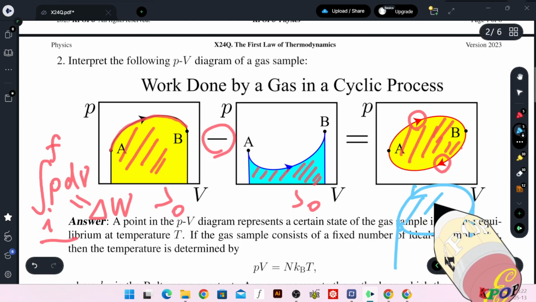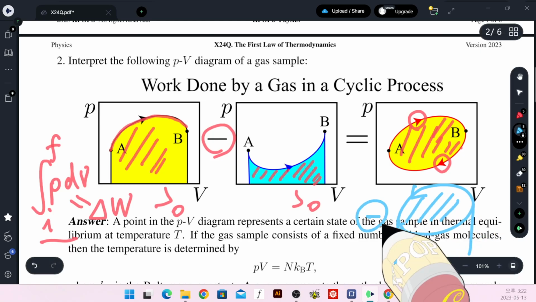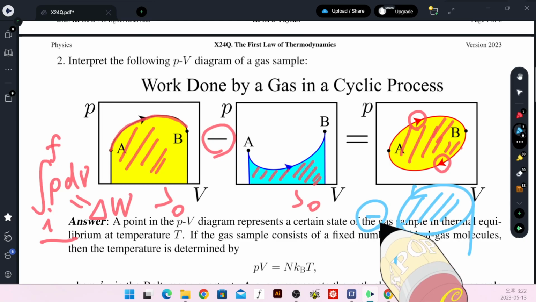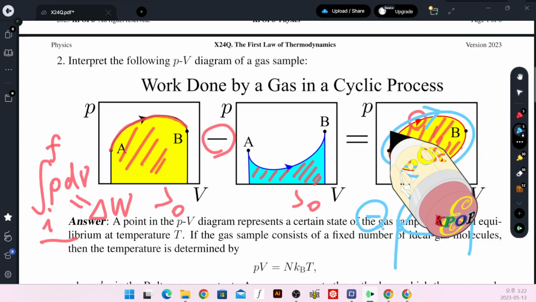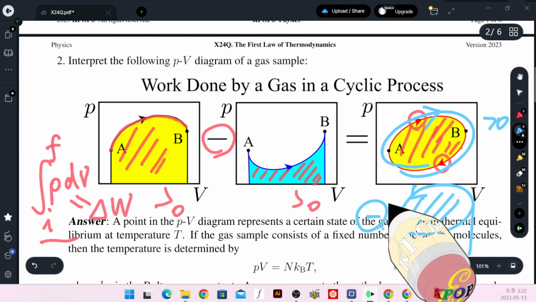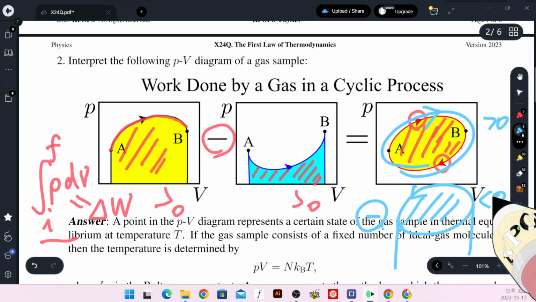So this area with the negative sign represents the work done by the gas. So counterclockwise is positive and clockwise is negative. You have to remember.